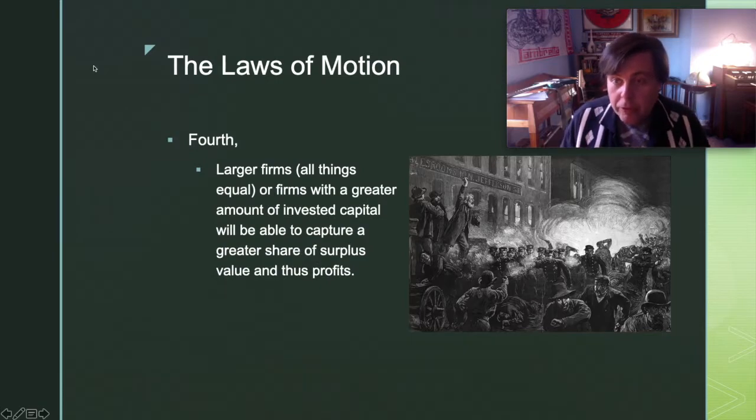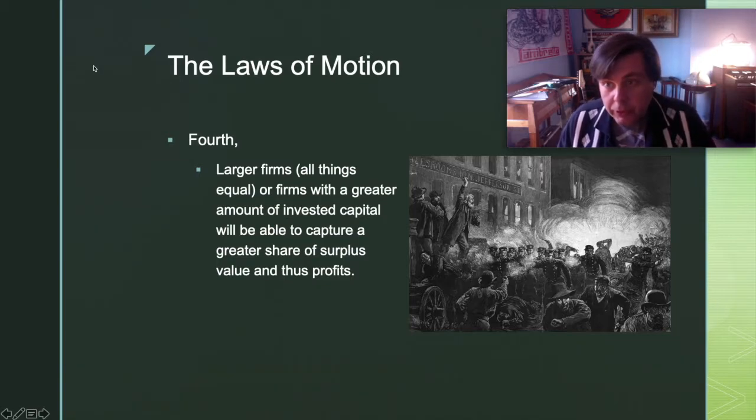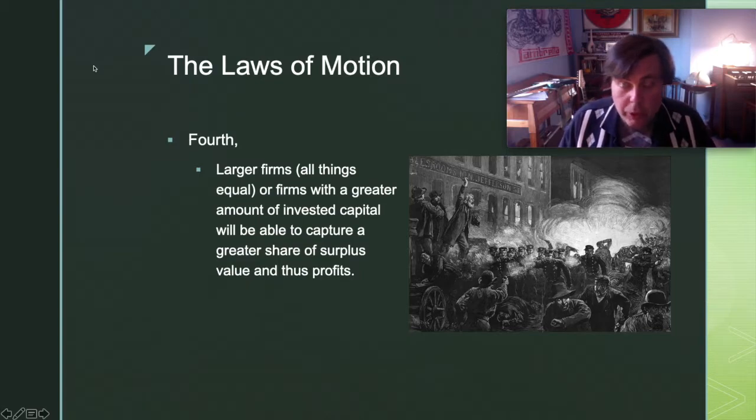Okay, the fourth of these laws of motion is that, all things equal, larger firms will earn a greater amount of profit, not a greater rate of profit, but a greater amount of profit. And they will be able to receive a larger share of the total surplus value when compared to smaller firms.